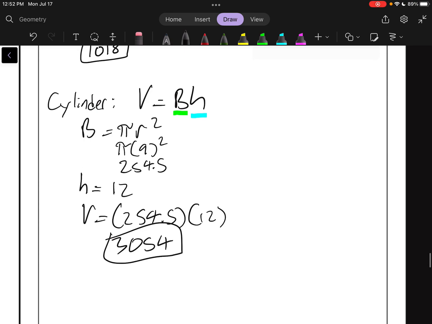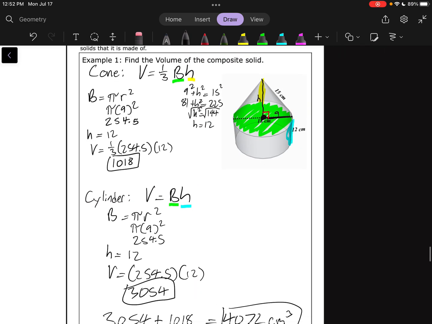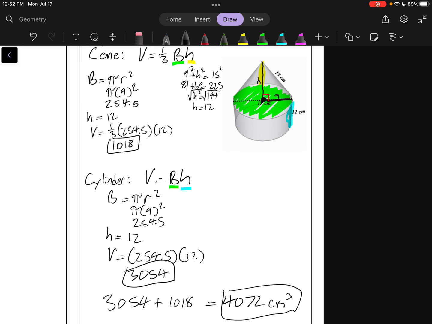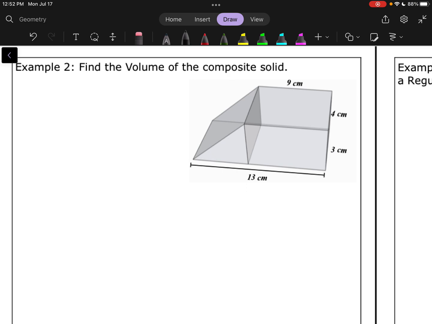After all that, we will take the 3,054, we will add it to the 1,018 that we had. And we will get 4,072 centimeters cubed. And there we go. So we found the individual volumes and we added them up, and that's how you're going to do some composite. Let's head on into the inside here where we've got what looks like 2 prisms.